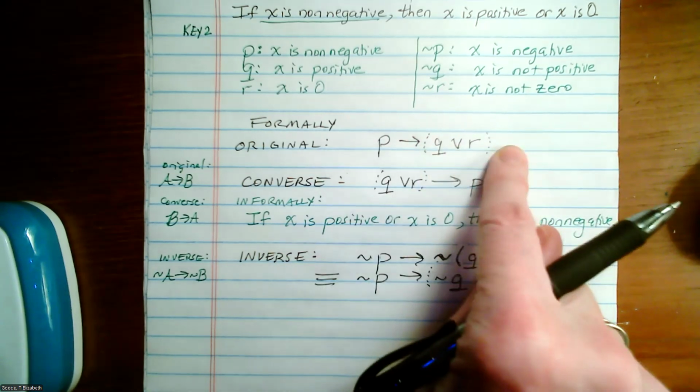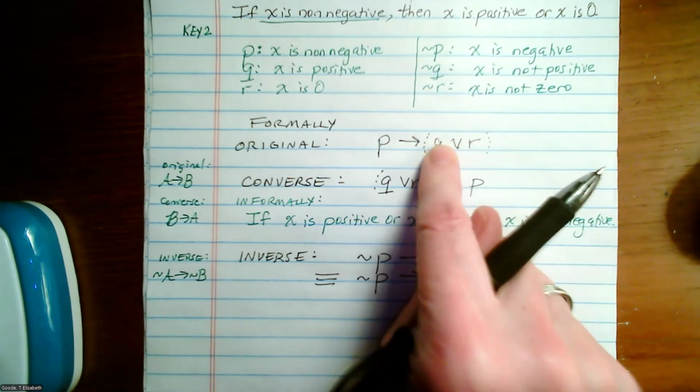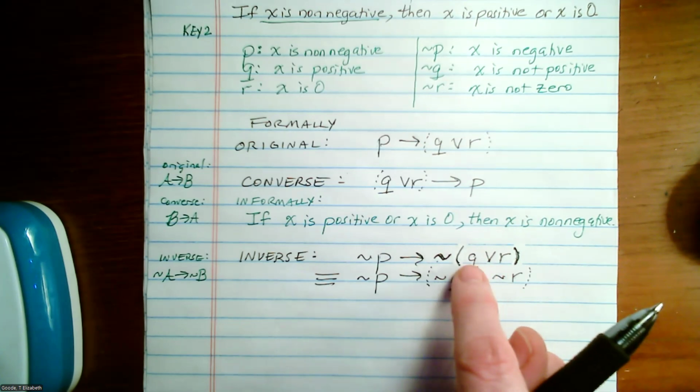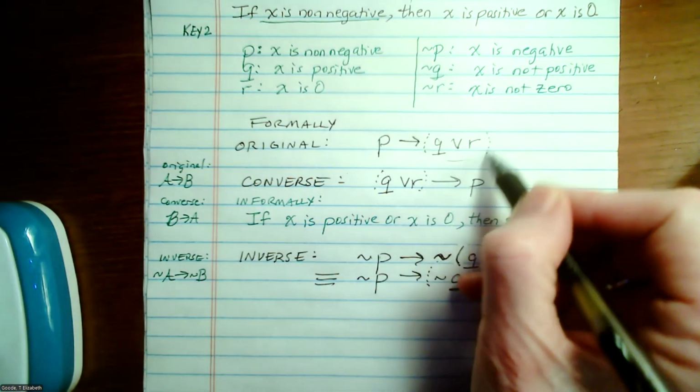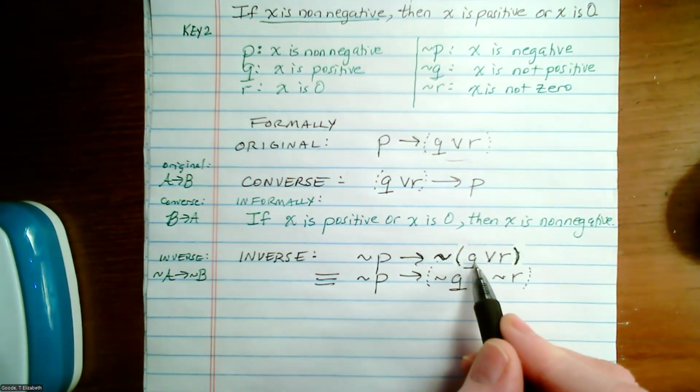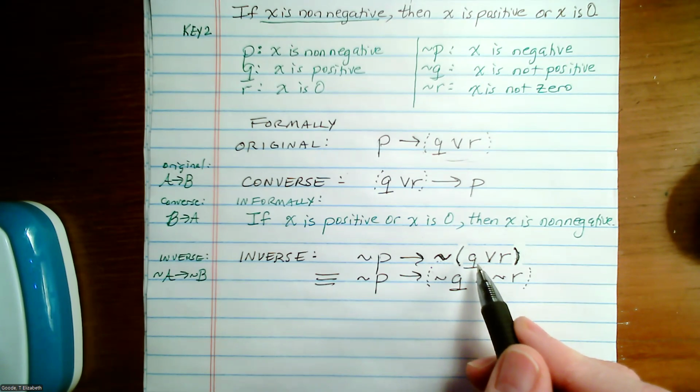See, when it was just like this, we didn't need parentheses. But once we have the negation, we have to indicate that negation is being applied to this entire conclusion, not just to the Q. I see. Does that make sense? Yeah.